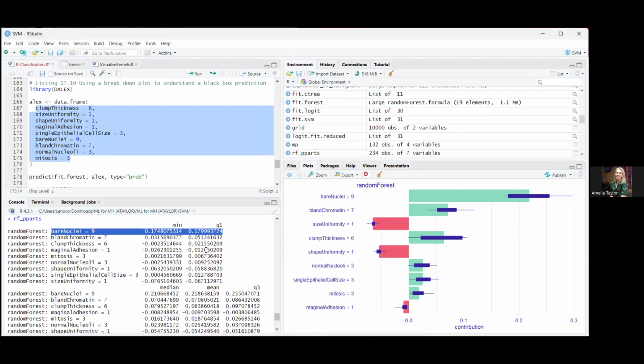Basically, which variable drives the prediction and to what extent it drives the prediction, and whether it's a positive or a negative to your prediction.